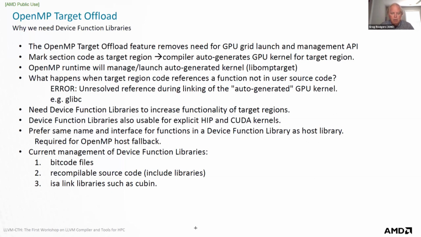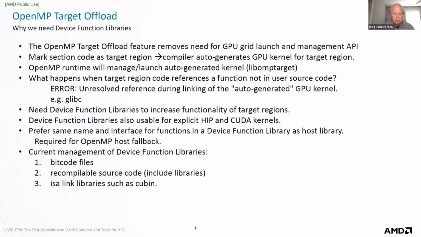Device function libraries are also usable by the kernel-level languages. Since a device function library is callable by a kernel, you certainly could use one to extend the capabilities of your HIP or CUDA kernels. One thing we notice is that most people prefer the same name and interface for functions in a device function library as in a host library. For OpenMP, we actually need this because it's required when something occurs that says the target region cannot run on the GPU and it has to fall back to the host. So that interface needs to be very similar.